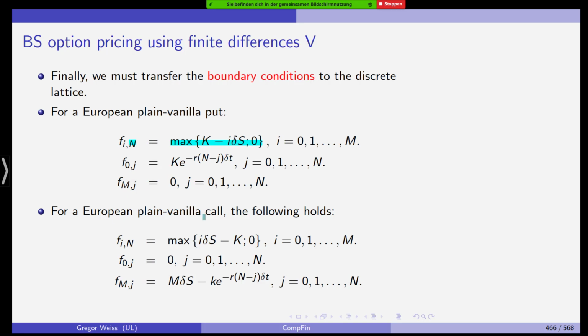For the European plain vanilla call, it's exactly the other way around. In the last column, we again have the payout profile at maturity. In the first line, we have 0. In the upmost line for the maximum stock price, we have the maximum payout, which still needs to be discounted.